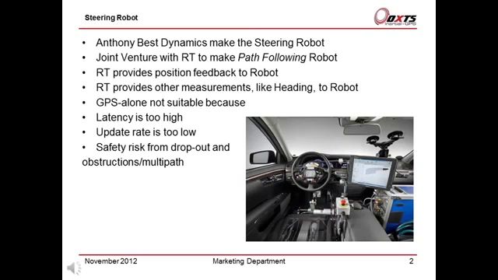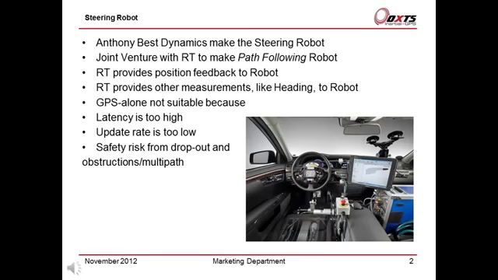Now let's look at steering robots. The standard steering wheel is replaced with a motor. The motor includes a normal steering wheel, so the driver can still drive the car to the test site. With the RT connected, the steering robot is able to follow the same path on the road consistently.